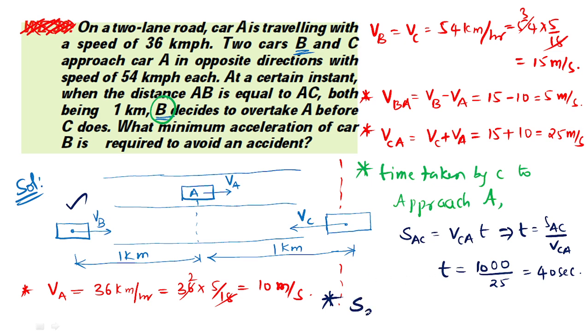So I can write S of B to A, which is equal to velocity of B to A into T, plus half into acceleration into T square. Can I write like that? Yes or no? You have the B to A distance, the time also. Calculate the acceleration.